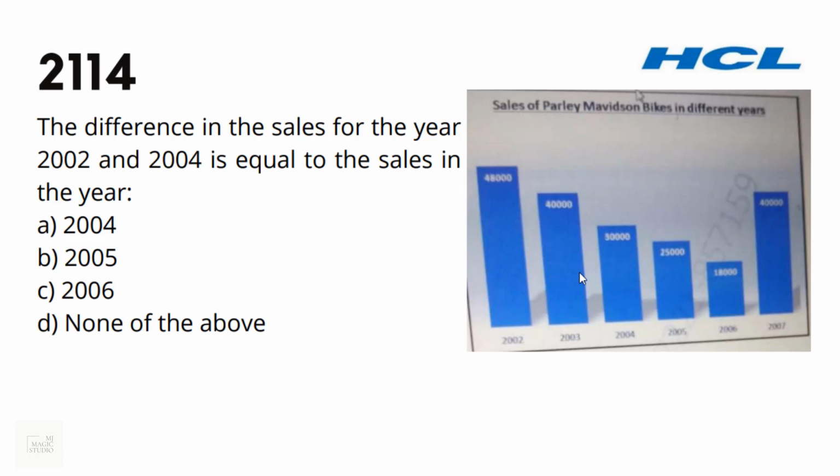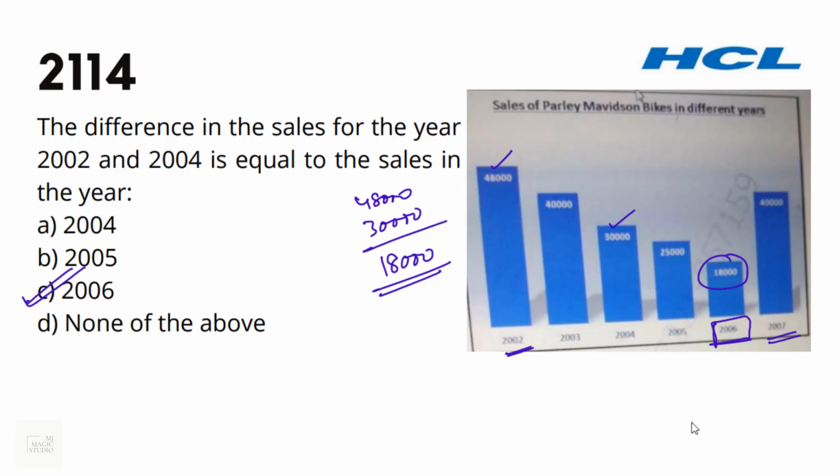So a question from data interpretation. A bar diagram is given of sales of some bikes in different years from 2002 to 2007. The difference in the sales for the year 2002 and 2004: 2002 is 48,000 and 2004 is 30,000. So the difference is 18,000, which equals the sales in which year? That is year 2006. So 18,000 is the difference between 2002 and 2004 sales that occurs in year 2006. That is option C.